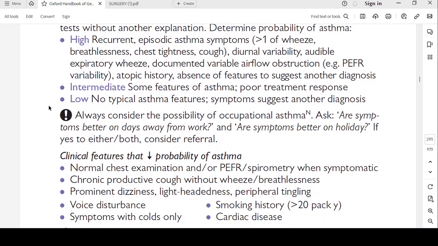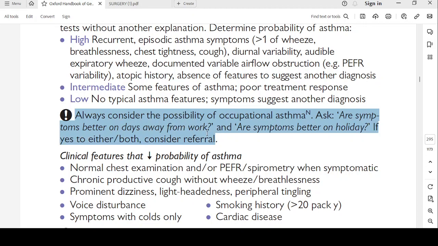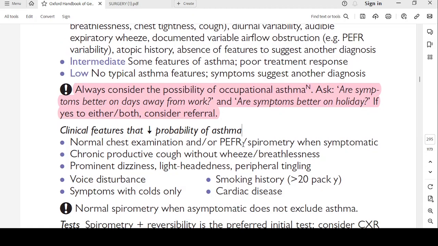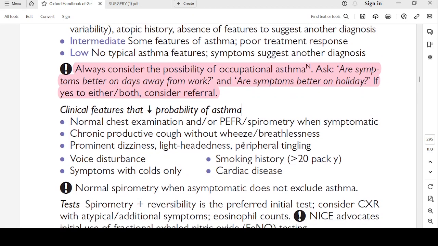Always consider the possibility of occupational asthma. Are the symptoms better on a day off work? Are the symptoms better on a holiday? If yes to either or both, consider referral.